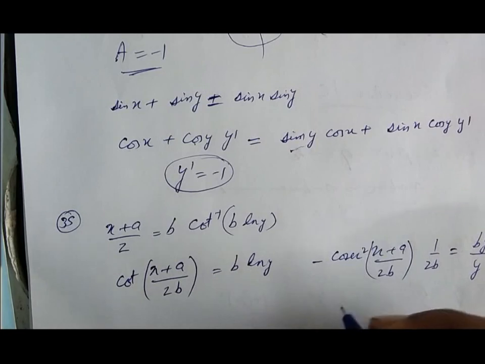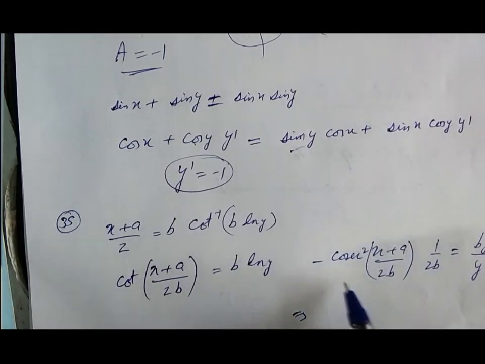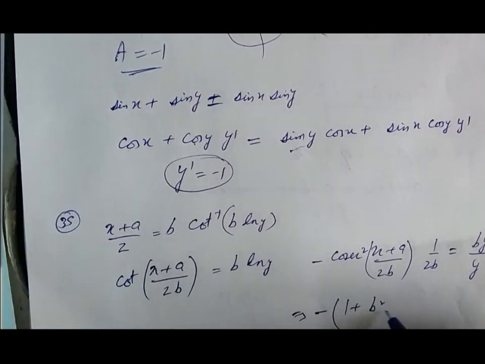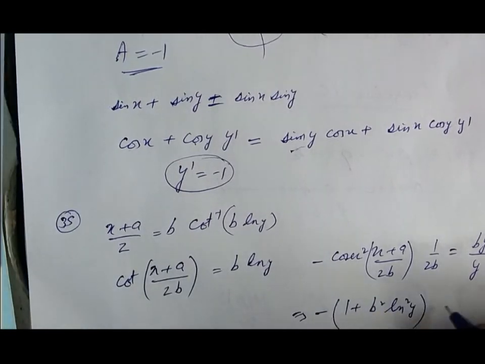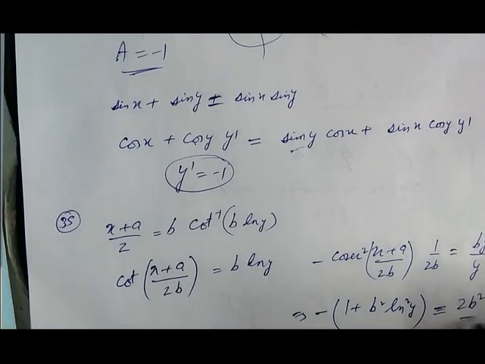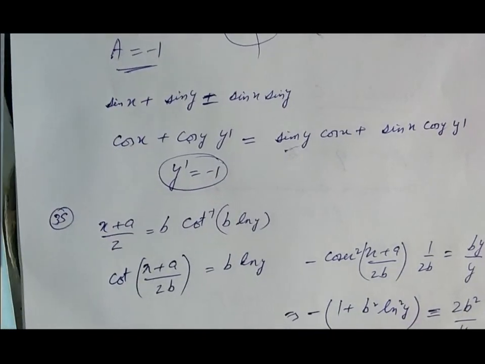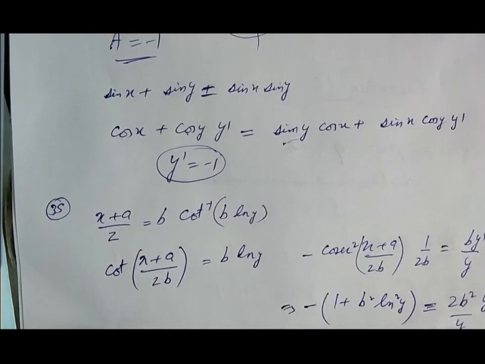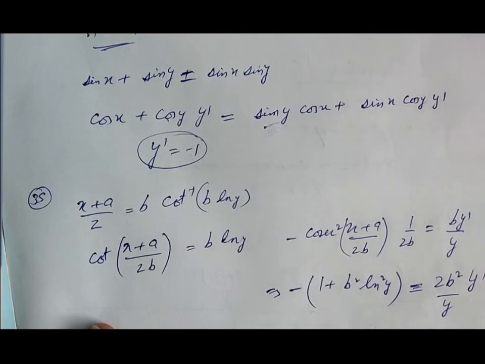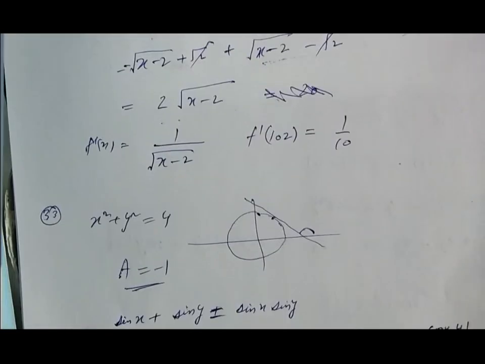First reduce it to b and first eliminate x. So this would be 1 plus cot square. So minus of 1 plus cot square of this. So this would be b square ln square y is equal to 2b square y dash upon y. And now you can differentiate this equation with respect to y once again to calculate the value of the required expression. Okay. Moving to next question, question number 36.